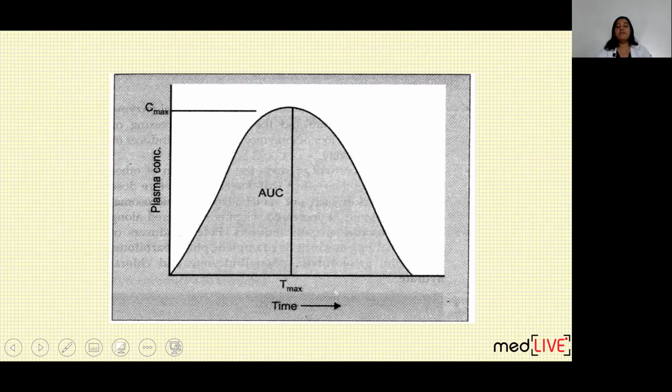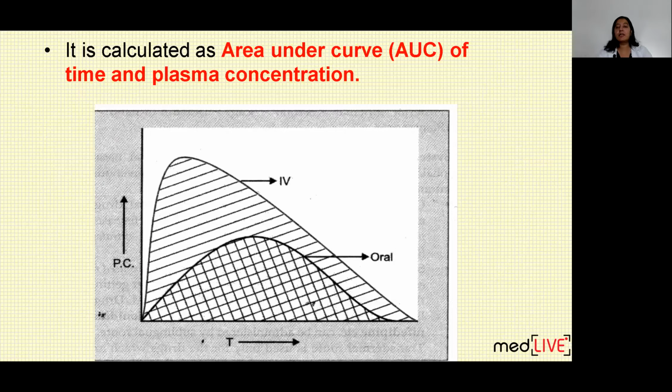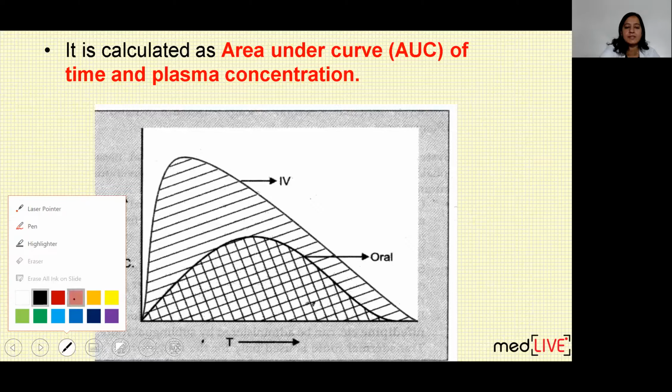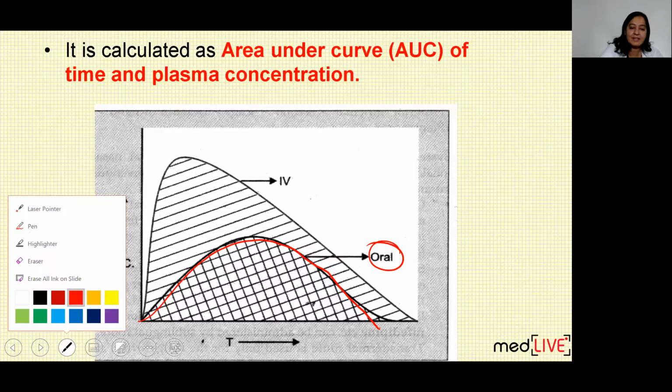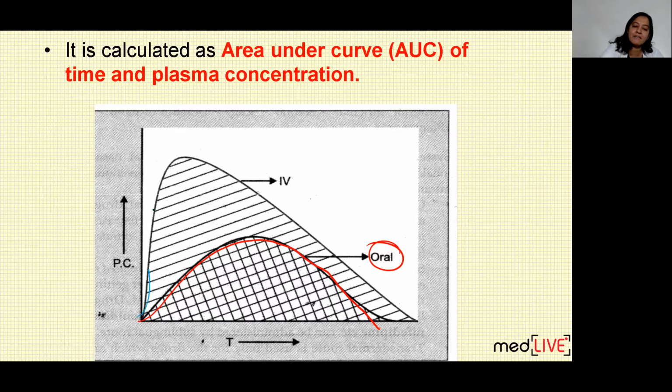So if a graph is given to you and I ask you to calculate bioavailability from this graph of a particular drug, you can calculate. Yes, if you can calculate the area of that curve, you can calculate the bioavailability. Now this is the same drug given by two different routes. This is the curve formed when the drug is given by oral route, the red one. And when the same drug is given by IV route, this is the curve.